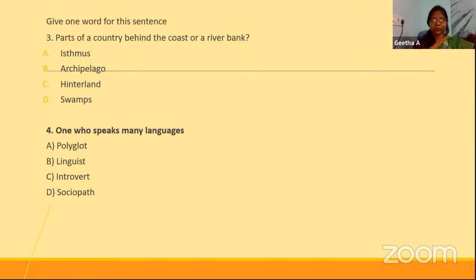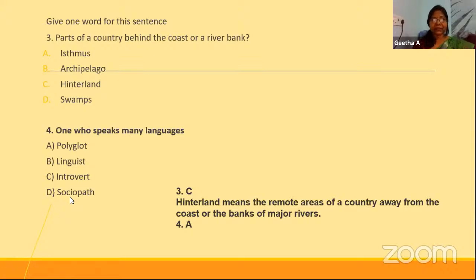So let me also open up the answer. Yes, it is hinterland, as you all said. Hinterland means remote areas of a country far away from the coast or banks of major rivers. And yes, one who speaks many languages is a polyglot. Linguist is only a person who speaks foreign languages. So there's a difference there. Foreign languages is linguist, but polyglot is a person who speaks many languages. That is the answer. Hope you got it.